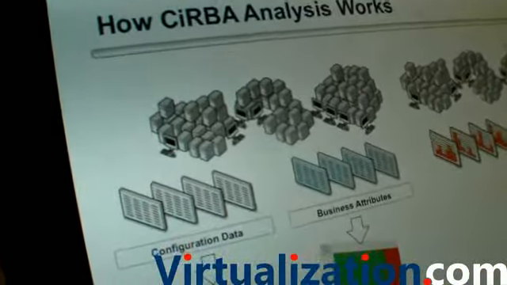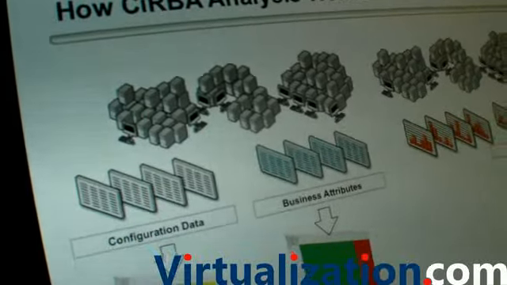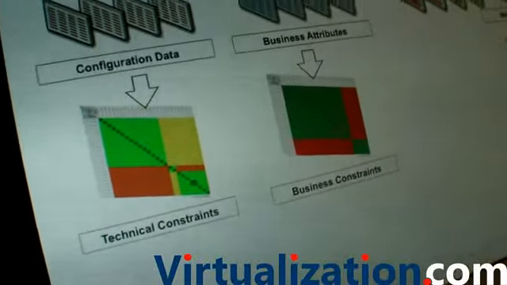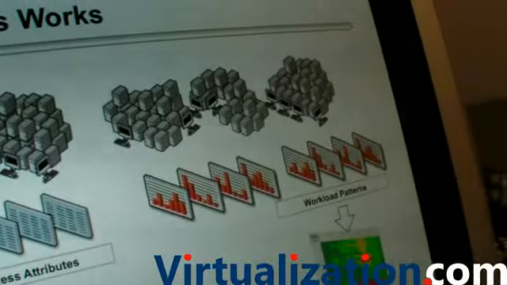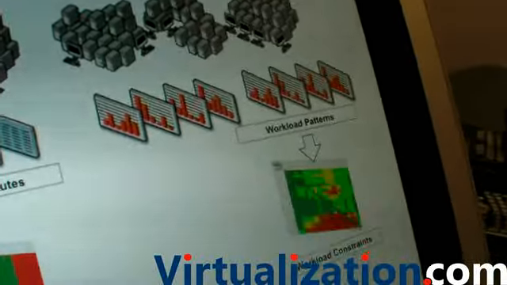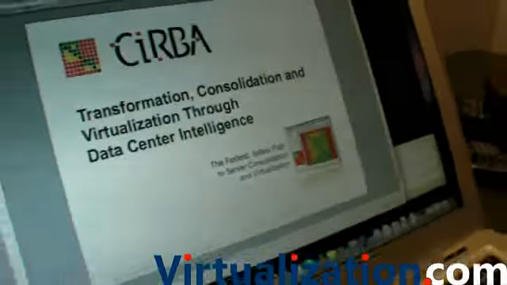It could be technical constraints, so we analyze the environment and every server for every setting. It could be a business constraint, such as, for example, maintenance window or regulatory requirements for keeping certain servers apart. And of course, workload constraints, that could be the workload, disk I/O, and it could be other factors. Each one of these constraints generates a CiRBA map.